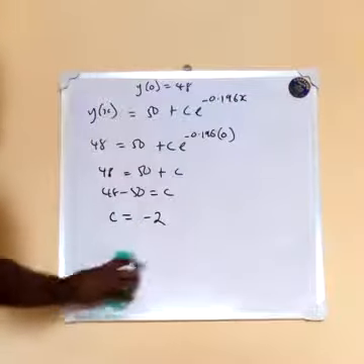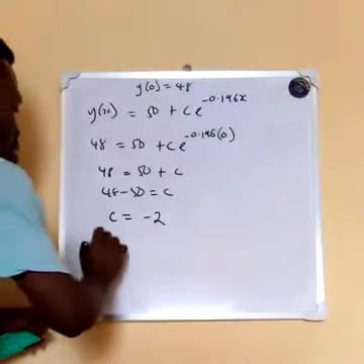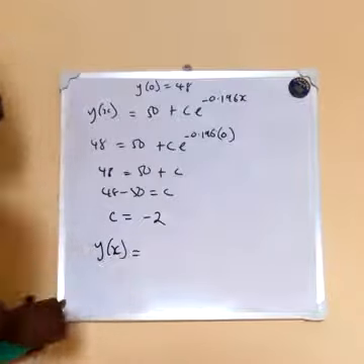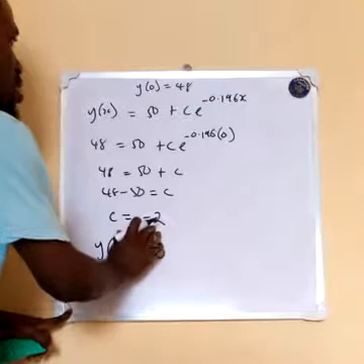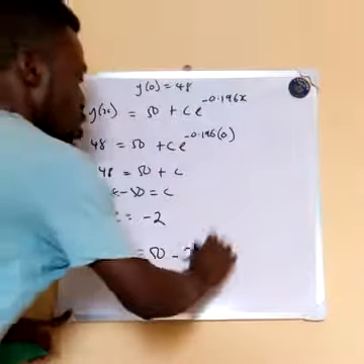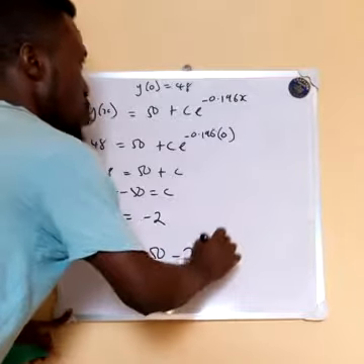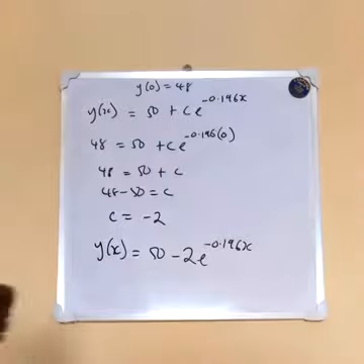That is what c is. c equal minus 2. So with that now you can write the particular solution. So the particular solution is now y of s equal 50 minus 2 e^(-0.196s). That is it.